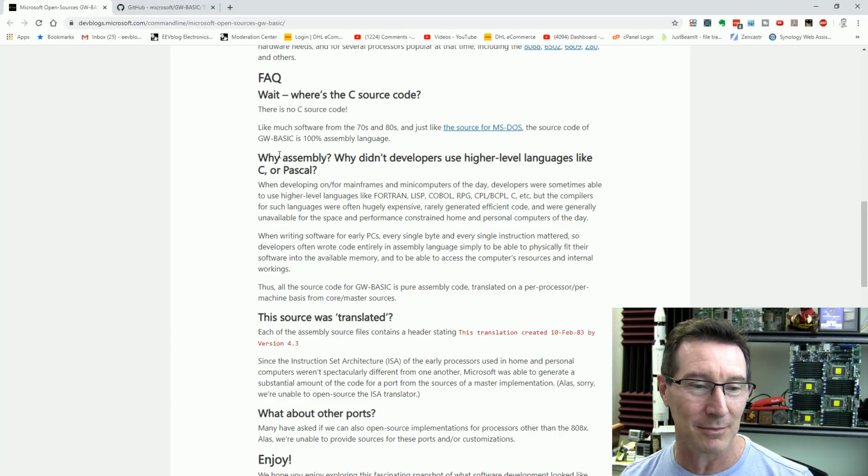It's 100% assembly language. Why assembly? When developing for mainframe computers, developers sometimes would use higher level languages like Fortran, Lisp, COBOL, blah, blah, blah. But compilers were often hugely expensive, rarely generated efficient code, and were generally unavailable for the space or performance constraints.